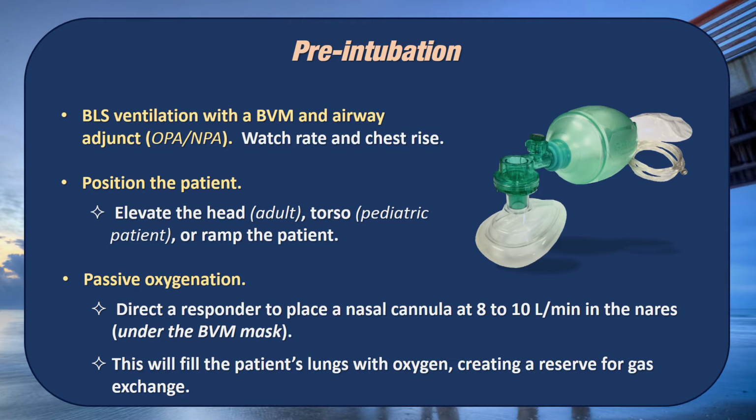We want to start our passive oxygenation with a nasal cannula at 8 to 10 liters per minute. Place those in the nares and make sure that we can use that with a BVM. And we want to make sure that we get those reserves full of oxygen before we start this process.